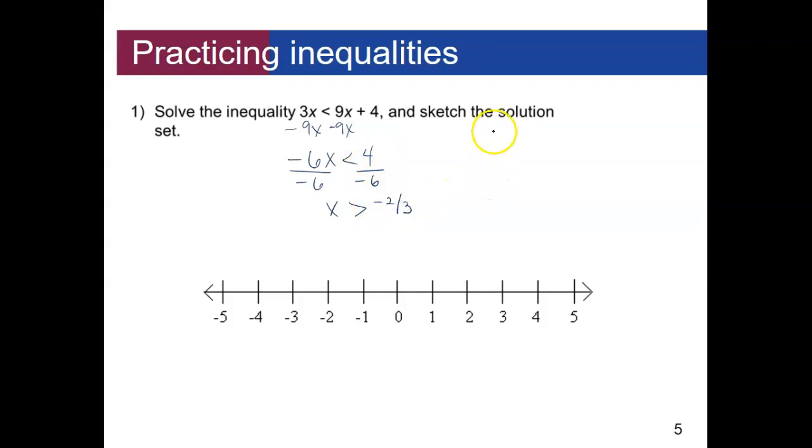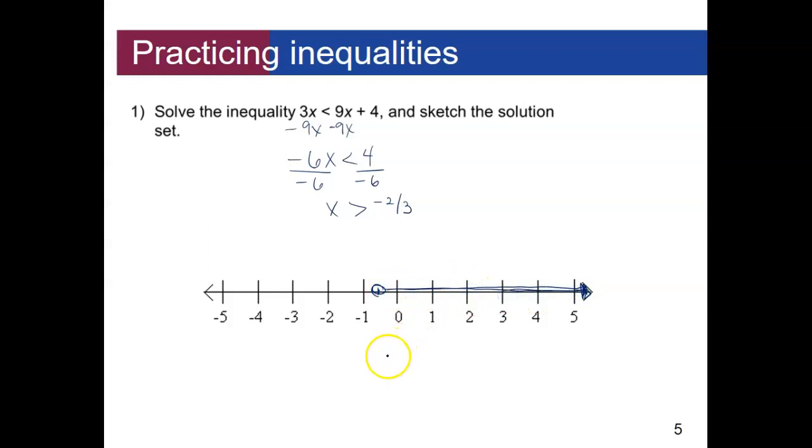A lot of your directions are going to ask for this in interval notation. If I were to write this in interval notation, sometimes it's actually easier to look at the graph in order to write it. So -2/3 is going to be somewhere about here. It doesn't have a line underneath it, so it's going to get an open circle. And we want it to be greater than, so I'm going to shade in this direction, shading my arrow to indicate that it goes on forever. So this would be my graph.